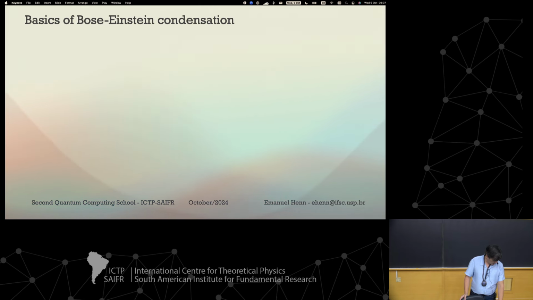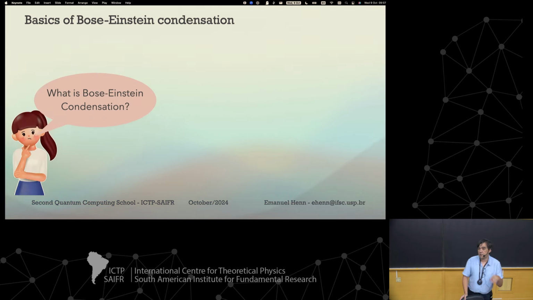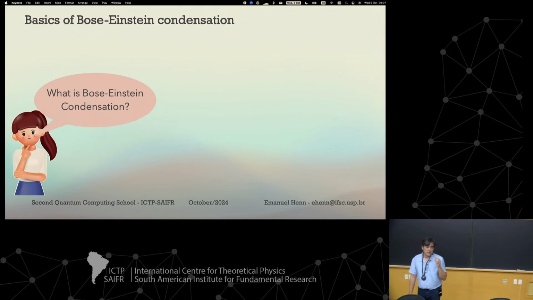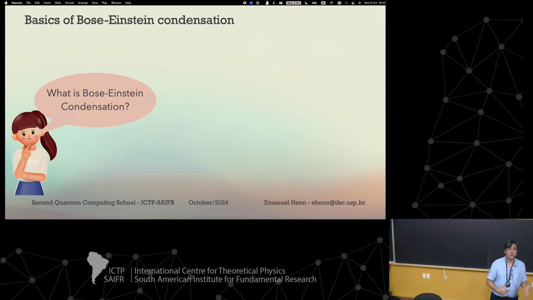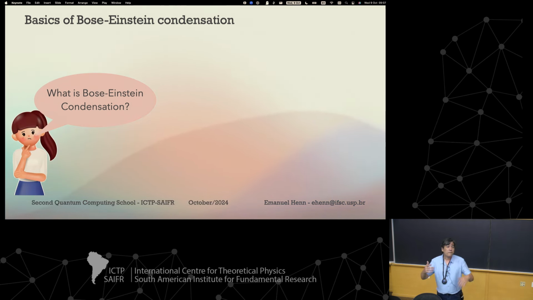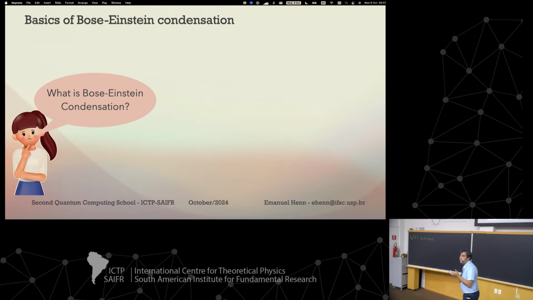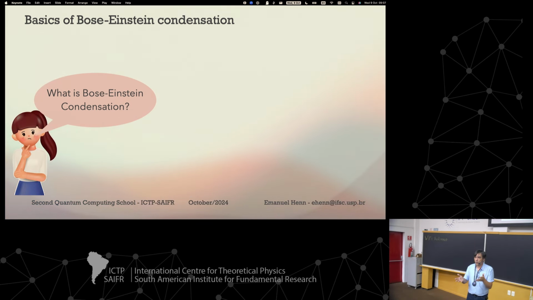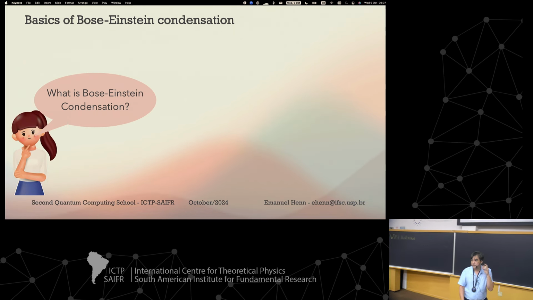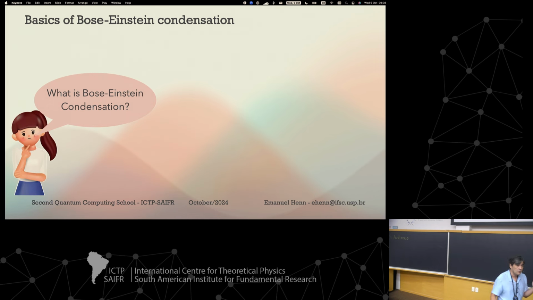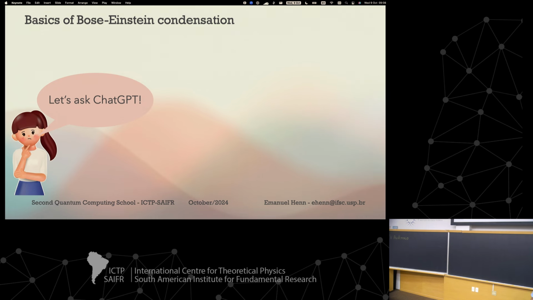Basics of Bose-Einstein condensation. If I ask around here, what is a Bose-Einstein condensate, or what is this transition to Bose-Einstein condensation? Can anyone give me an answer? Can anyone try it? If I ask and you don't know, I'm sure you are looking for the answer in reliable sources of information, like, I don't know, ChatGPT. That's what we do today, no?